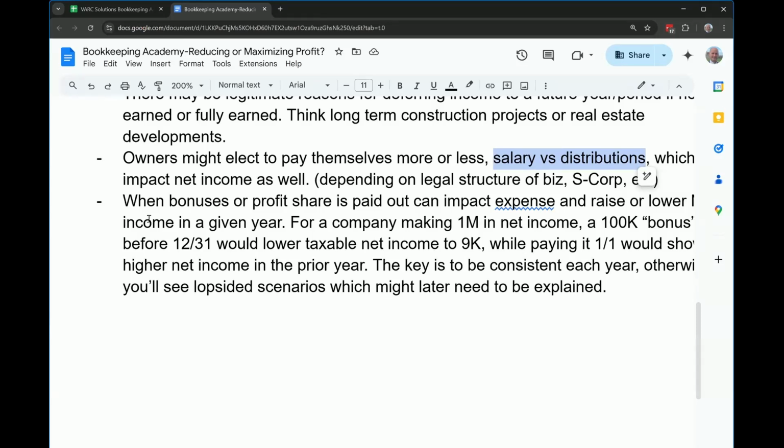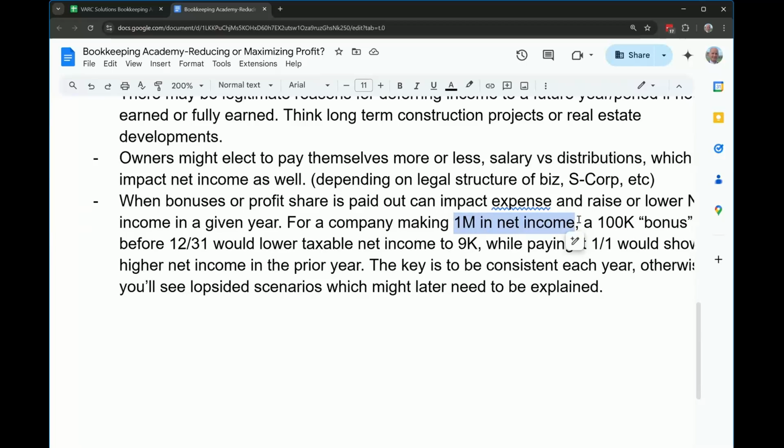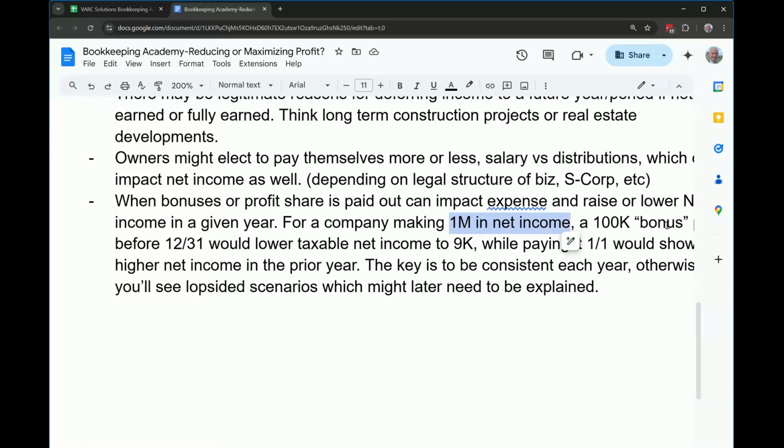Last thing I'm going to say, and this is one of the last examples that I thought might be relevant: I've made money in the company and I want to do bonuses or profit sharing. When I pay those bonuses out makes a difference with my current P&L, right? So if I look at the end of the year and let's say we've made $1 million of net income, and I say, hey, I'm going to pay $100,000 out in bonuses. Well, if I do that before 12/31, it's going to show in the current year. If I do it on 1/1, it's going to show in the next year.